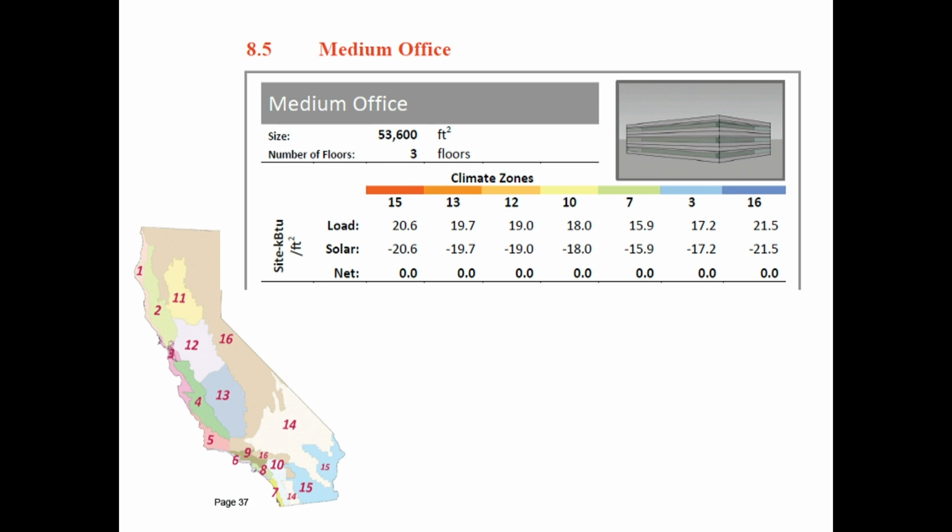So what we're seeing here is these are the climate zones. So we're seeing that regardless of climate zone, a 3-story office building should be able to get to zero net energy. Does that make sense? Okay. So if we made this a 6-story office building, what would happen to the load?